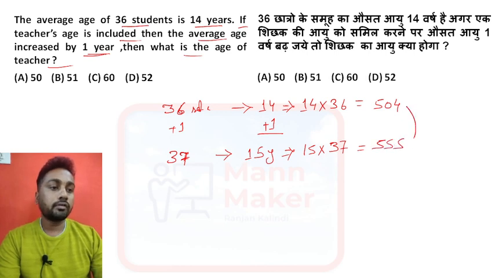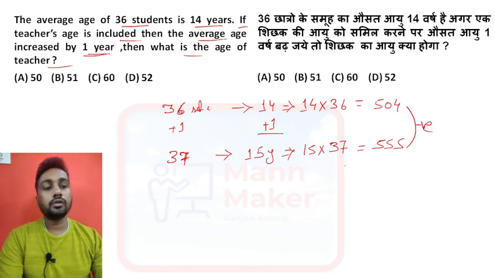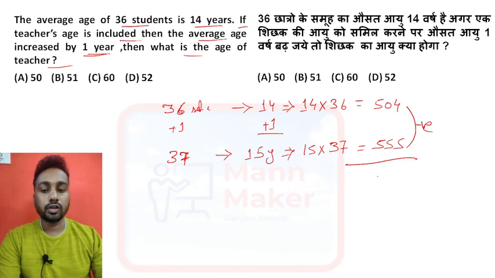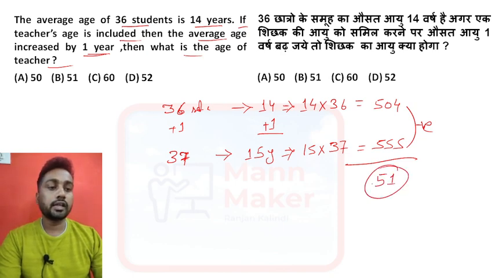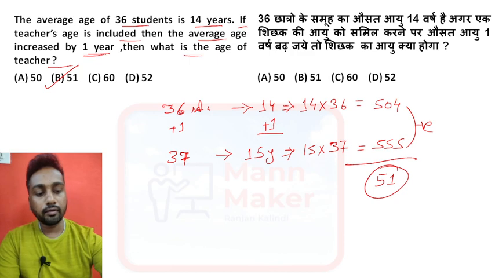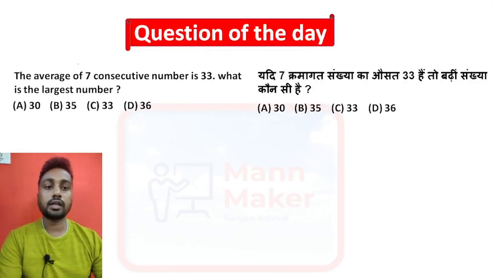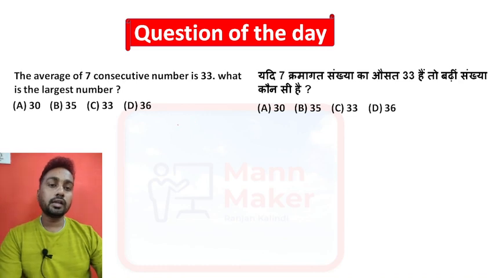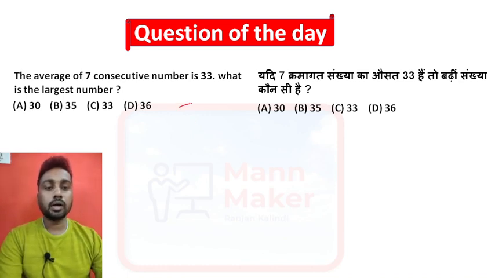Okay. Now what we need to do? We need to find this gap. So we have to subtract 555 and 504. If you subtract, then it will come 51. So what is the teacher's age? The teacher's age is 51. Option B is the right answer. So likewise you need to follow this method if you want to solve questions in less time and in an easy way. So we have completed total type 7 of this average chapter.